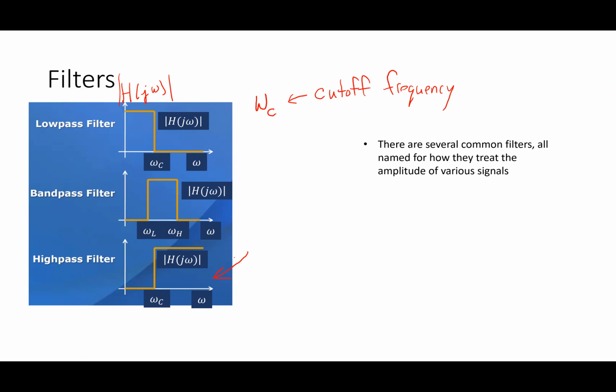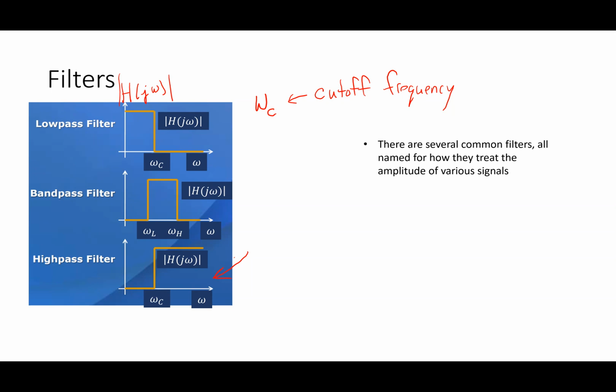We use that band pass all the time in radio, right? Let's say you're trying to listen to a particular radio station. There's a band pass filter that selects just that particular frequency and sends that over to the electronics to amplify it and demodulate it and all that good stuff.